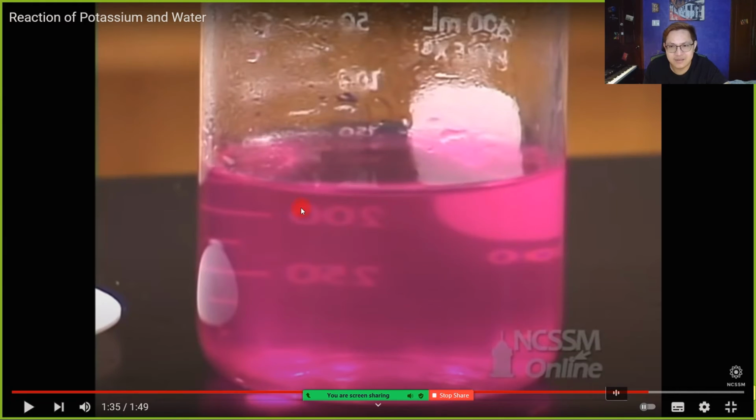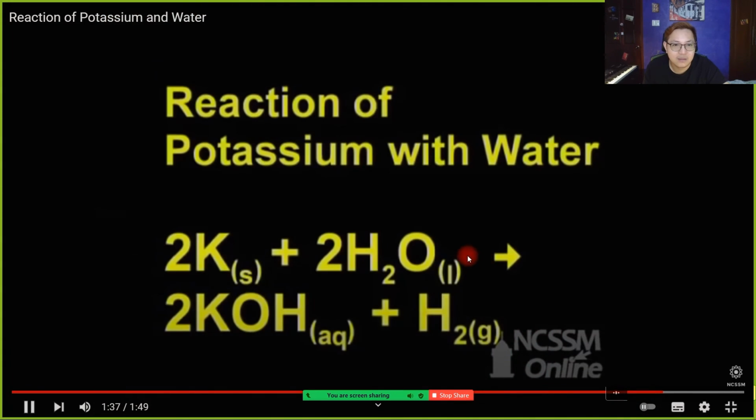This person didn't even wear gloves, which is bad. He shouldn't do that. Anyway, this is the way they represent the reaction. Potassium K with water, it becomes this one, and gas, this one. But we will learn it.